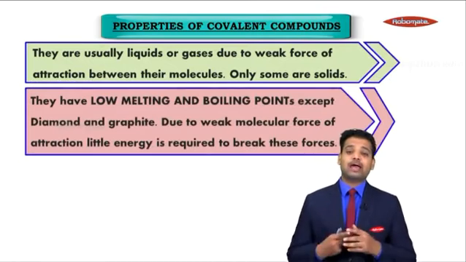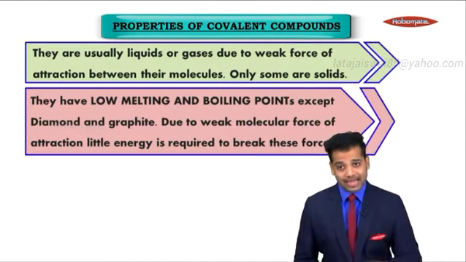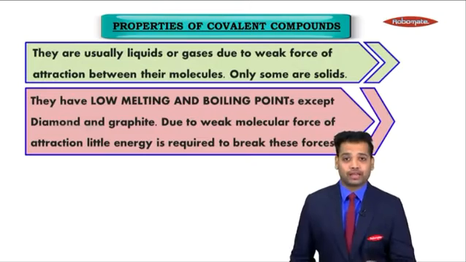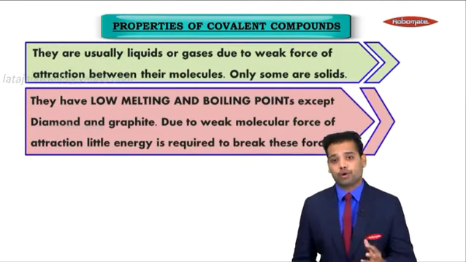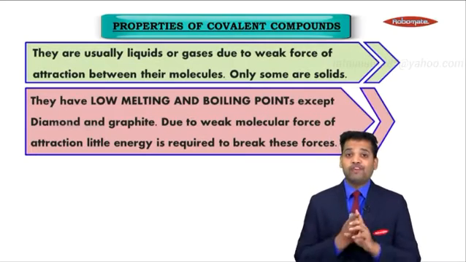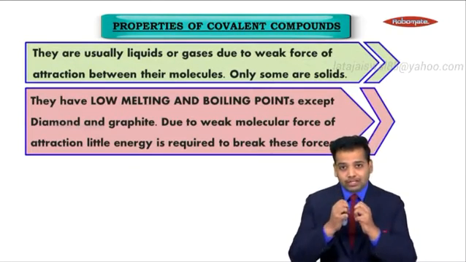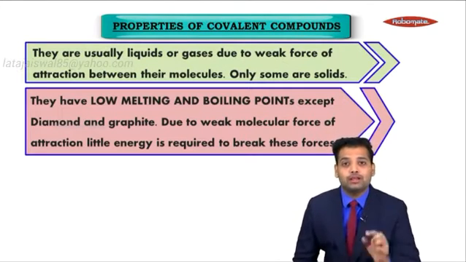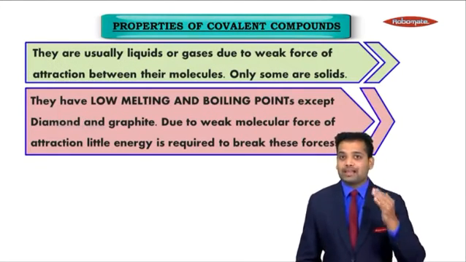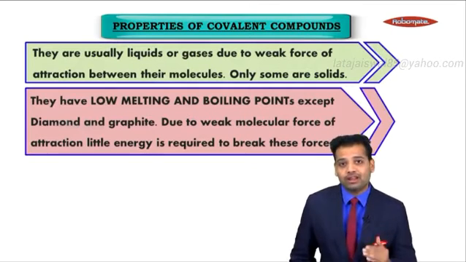The second point, they have low melting and low boiling point, except diamond and graphite. Diamond and graphite have high melting point and boiling point. But due to the weak molecular force of attraction, the attraction between the molecules is low. So you can easily break them up with a little amount of energy. Therefore, their melting point and boiling point is very, very low.